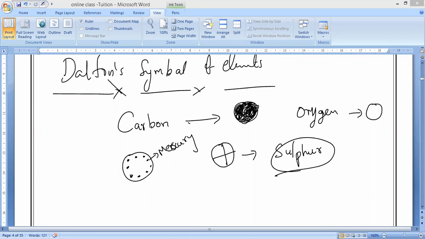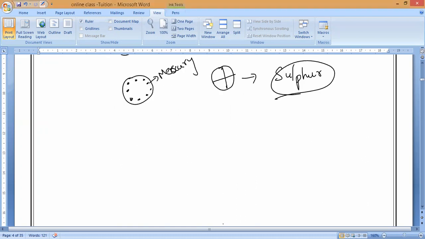Suppose hydrogen is H, helium also H only. So when that happens, what can we do? We can use the second letter. We can use the first letter plus the second letter. That is what the scientist first suggested. What's his name? J.J. Berzelius. You can write. J.J. means John Jacob Berzelius. He is the scientist who proposed that the first letters of the name of an element form its symbol. Is it okay, guys? Yes or no? Yes, sir.